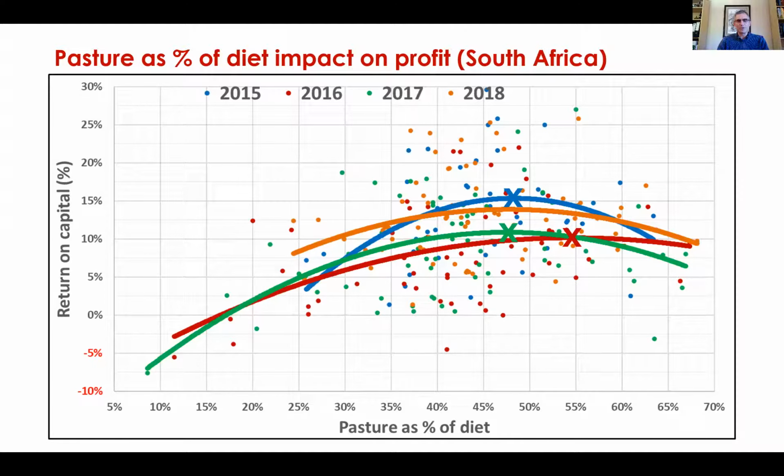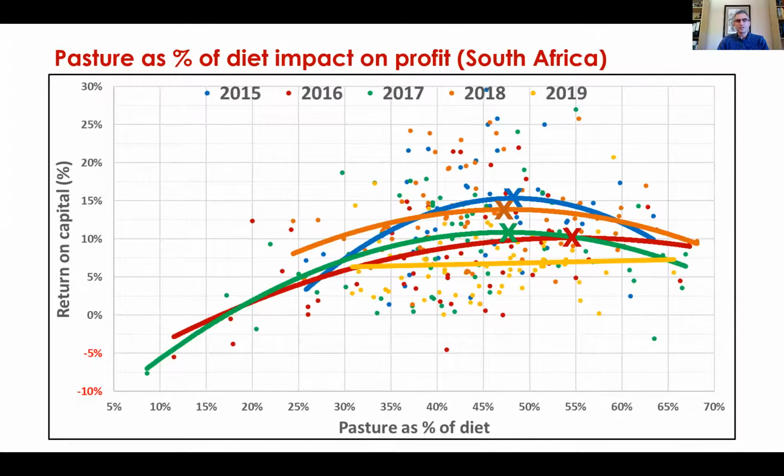This should not be a surprise, given this was the very high milk price year, so any profit margin from the feeding of concentrates would have been enhanced. However, the tipping point is similar to 2015-2018. Now I've added 2019 in yellow.